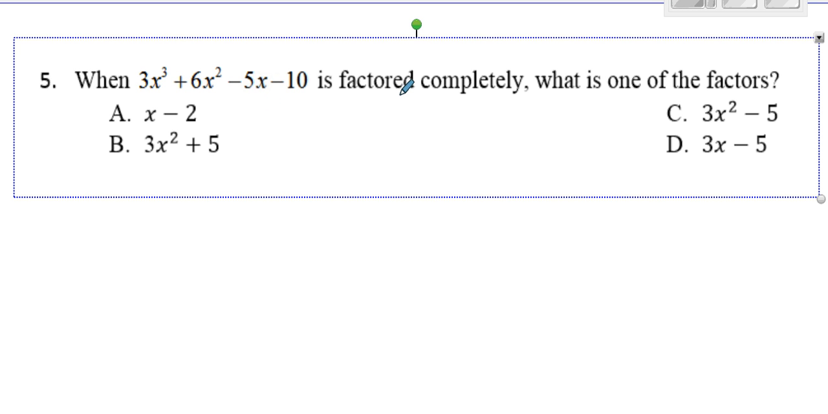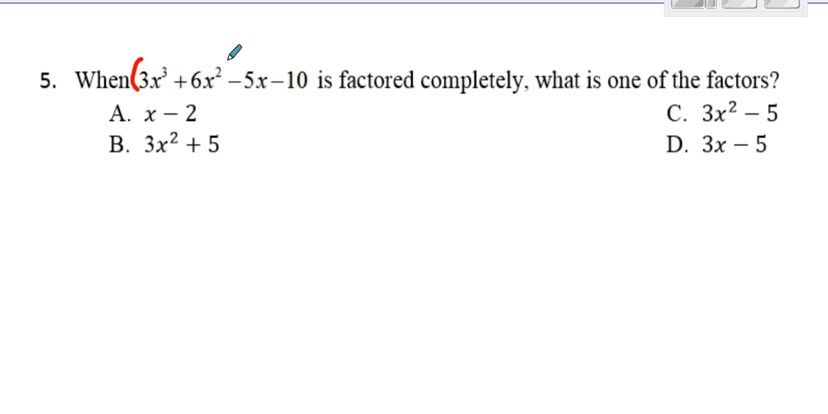So we need to factor this. When it's factored completely, which one is a factor? So there are 4 terms, which means we're looking for factoring by grouping. So you split it. And then from each piece, you're going to take out the GCF. So between 3 and 6, we can take out a 3 and an x squared. When you take out 3x squared from 3x cubed, you're left with an x plus 2.